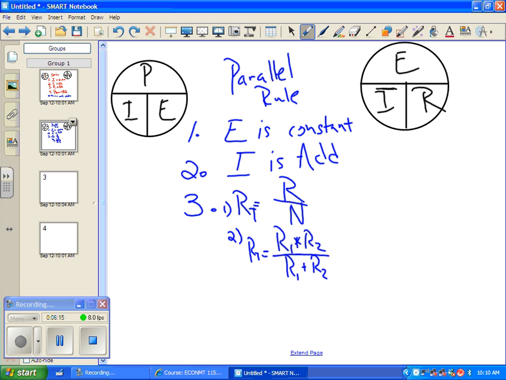Not a big deal. And the third rule, the most difficult one to use probably, but the most functional if you have a calculator that does reciprocal easily, like the TI-30X2S, it becomes the easiest one to use. It's called the reciprocal rule.